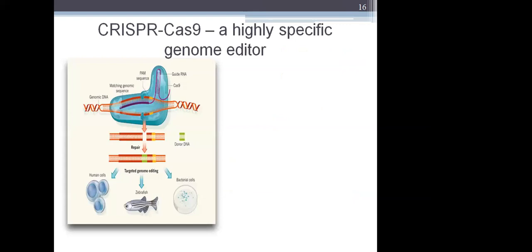So if we perform CRISPR-Cas9 outside the cell, in vitro, how can we do this?